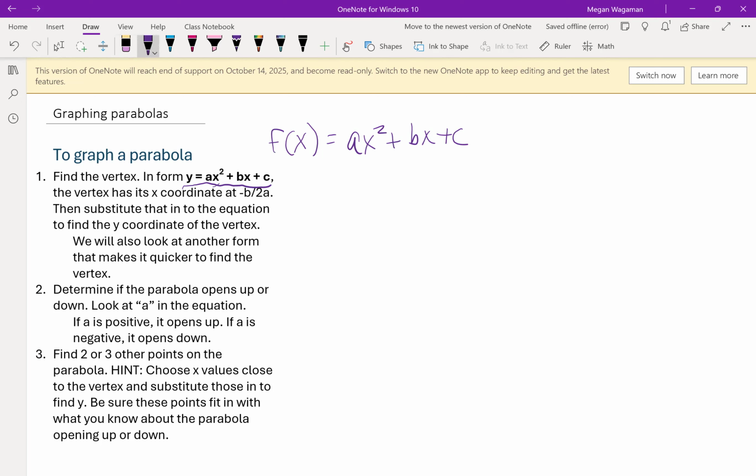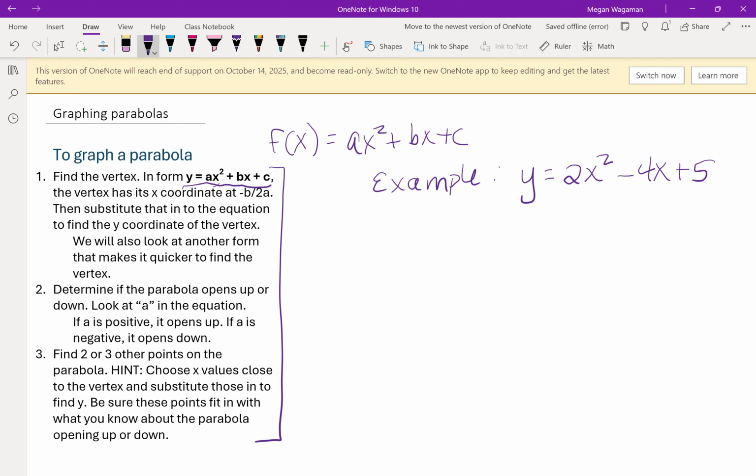So let's take a particular example here. Let's suppose we have the parabola y equals 2x squared minus 4x plus 5. And we want to graph that parabola. So over here, we've got some steps to help us through that.